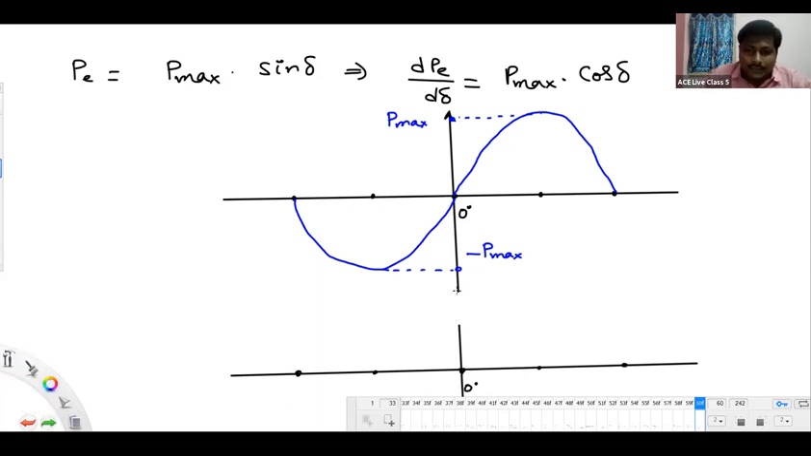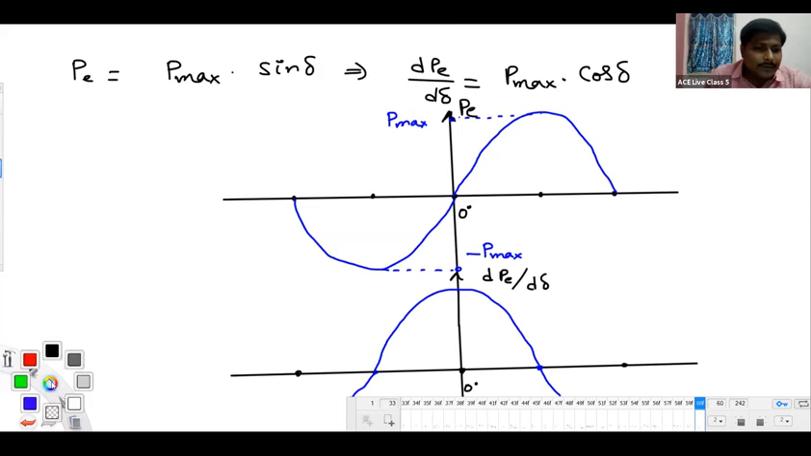Next, the dP by d delta curve we are going to draw, which is P maximum cos delta. Between minus 90 degree and plus 90 degree, we are going to get this as positive, and then it will go negative like this. So this curve is the dP by d delta curve. This is the PE curve, and this is the dP by d delta curve. And what is this value? Anybody, please tell me what is this value?